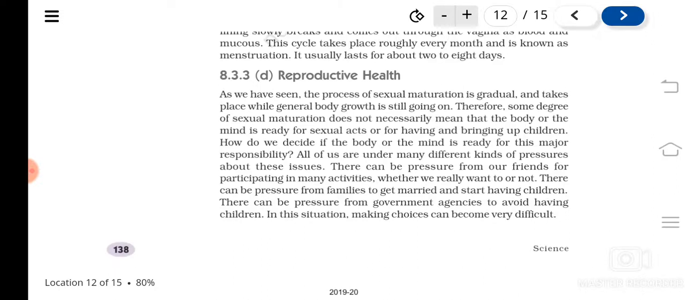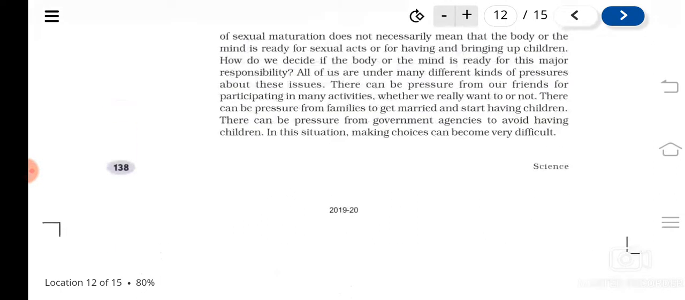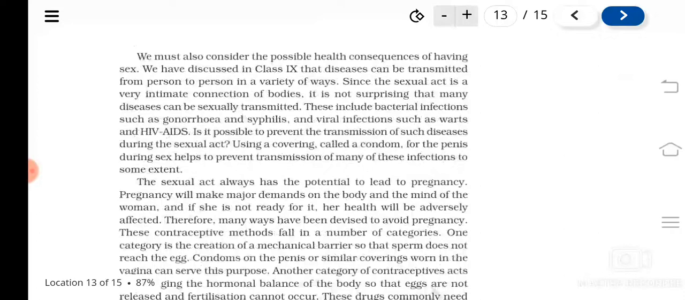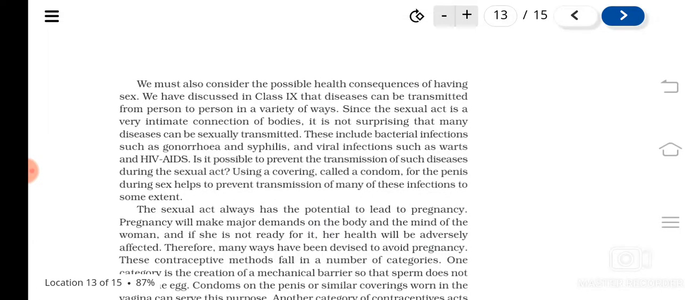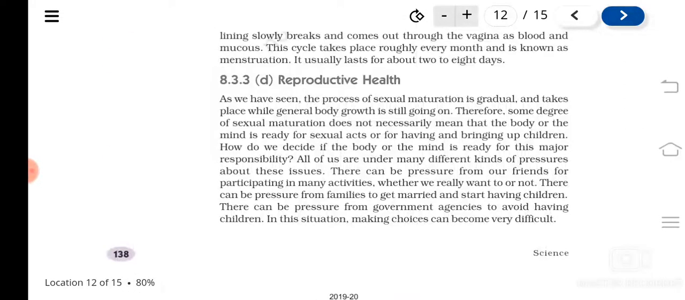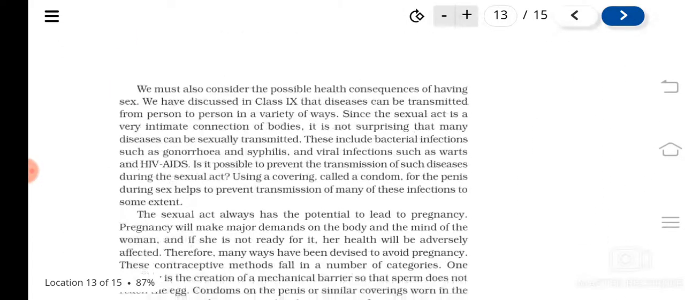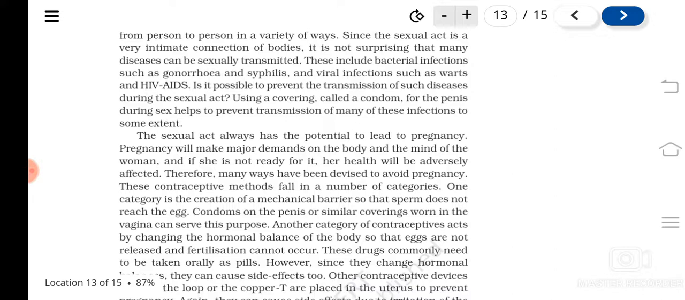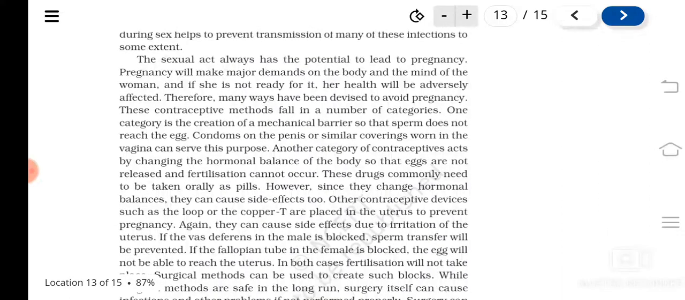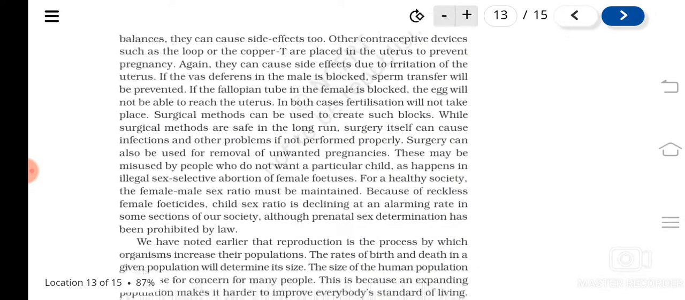Then we learned about reproductive health, isn't it? So we have studied that. Okay, it is very necessary to keep a reproductively healthy society. Otherwise it can lead to what? Various diseases. Like, have you heard about AIDS, syphilis, then gonorrhea? All these are examples of sexually transmitted diseases. So AIDS is caused by the HIV virus, and in some other ways also it can get transmitted, isn't it?